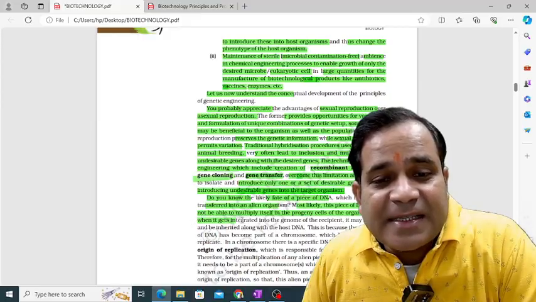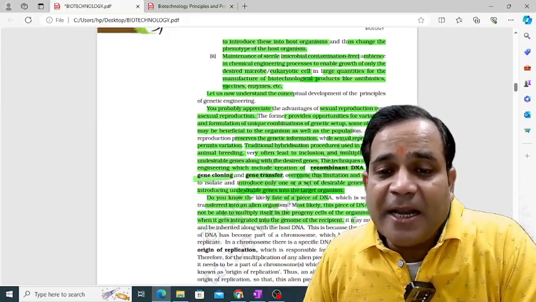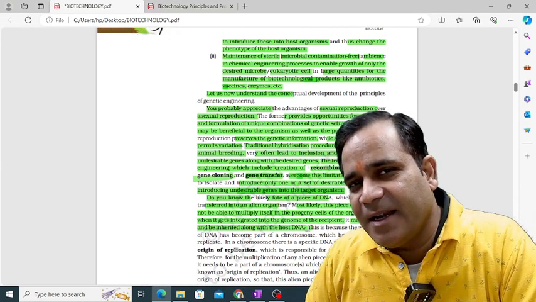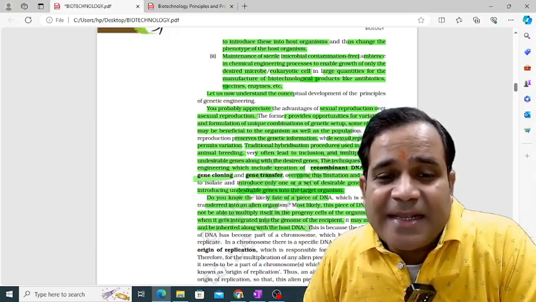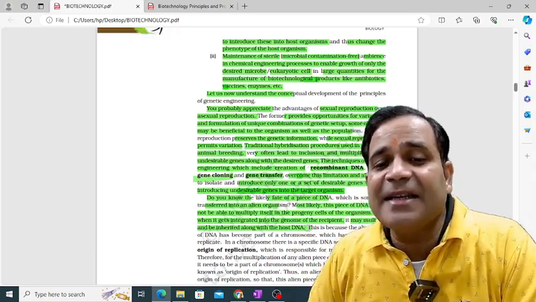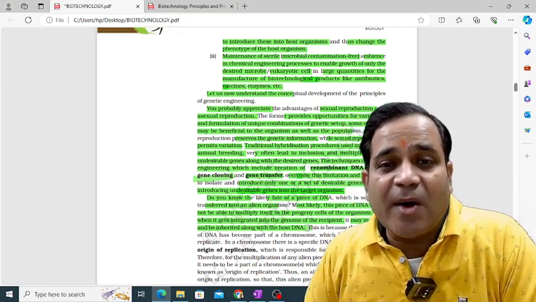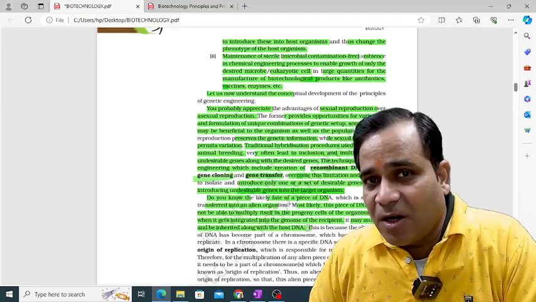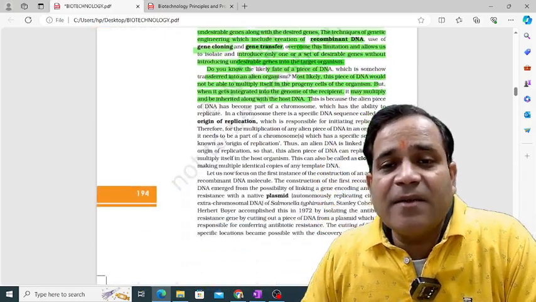But when it gets integrated into the genome, what is it saying? The genome of the recipient, it may multiply and be inherited along with the host DNA. So if it is introduced, then the progeny cells integrate it into the genome of the recipient, which is responsible to multiply and be inherited along with the host DNA material. Correct? In this way we have to study it.